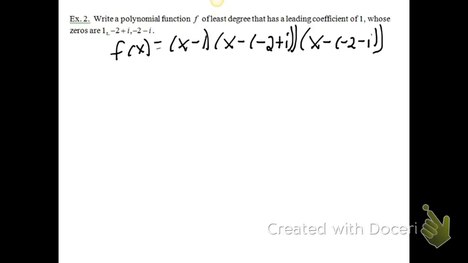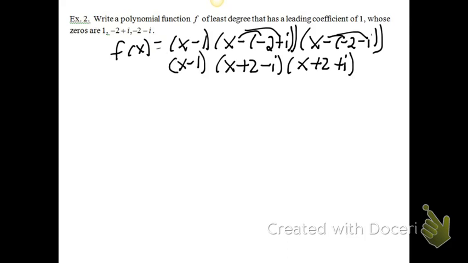Now, what we have to do is take care of these imaginary factors. I'm going to distribute that negative, and I'm going to get x plus 2 minus i in that guy. And then if I distribute the negative here, I'm going to get x plus 2 plus i. Now I'm going to go ahead and multiply those two factors together. I'm going to just write the x minus 1 factor out there, and I'll start again the next step here.